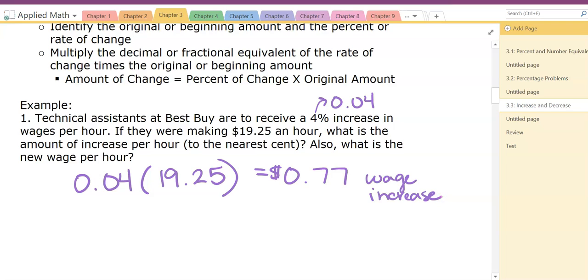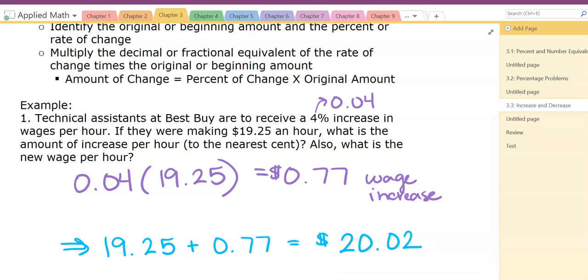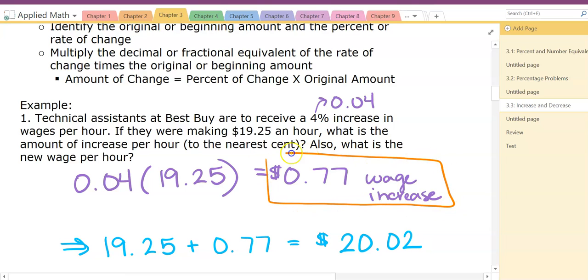So what would we do then to figure out how much they're making per hour now? Good. Okay, and that comes out to be $20.02. So 2 answers here. 77 cents is the increase. $20.02 is how much they're now making per hour.